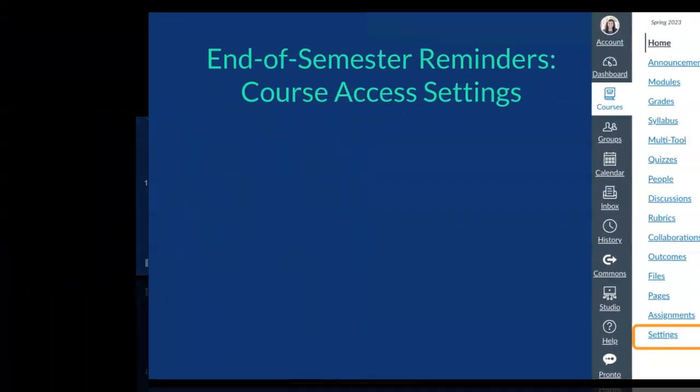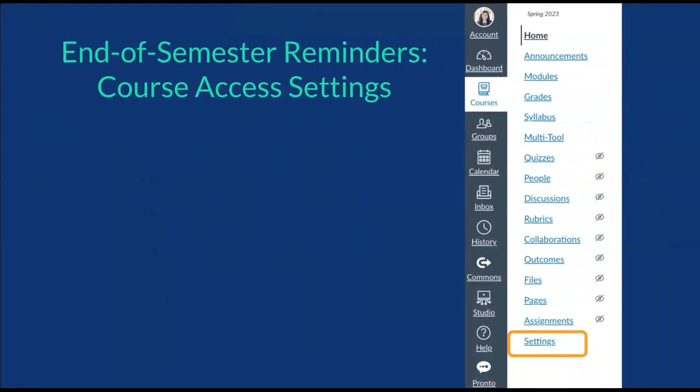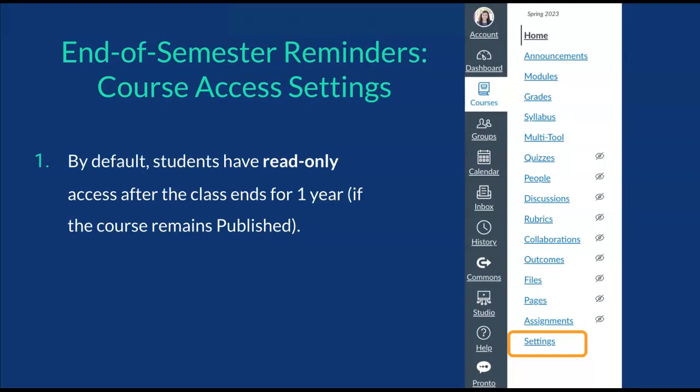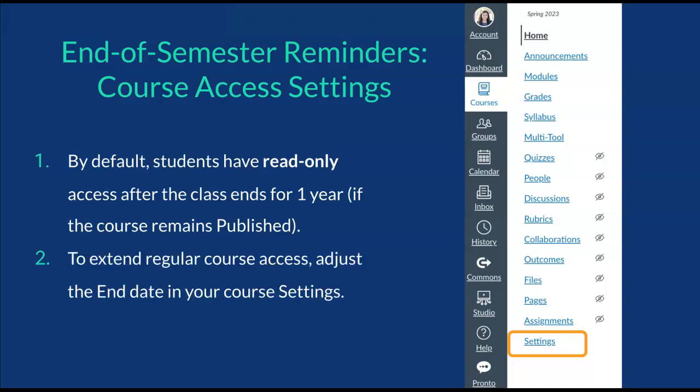The first reminder we'll focus on is your course access settings. By default, after our course finishes in Canvas, students will have read-only access for 1 year, if the course remains published, that is. If the course is unpublished, of course, students will have no access at all. We do have the option to extend our regular course access by adjusting the course end date in our settings.